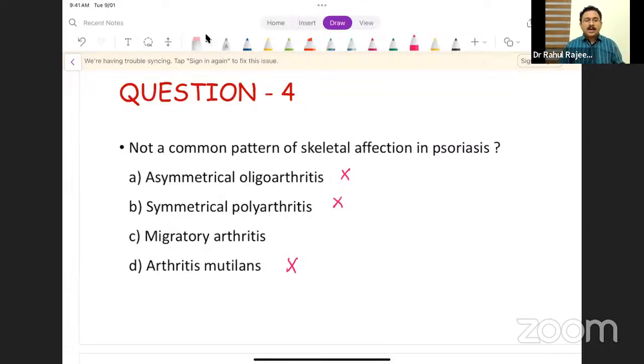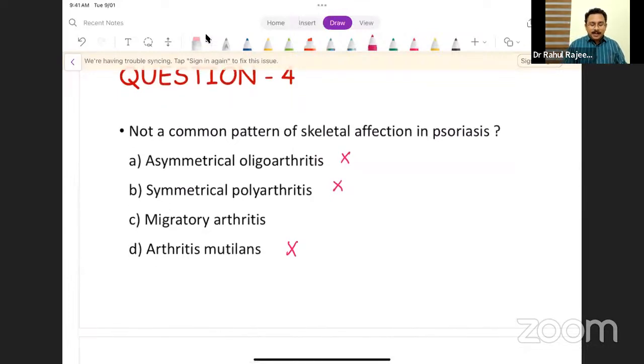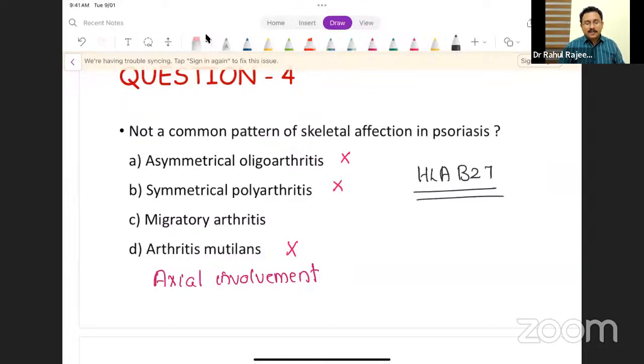It is also a pattern of skeletal affection. A couple more patterns of skeletal affection can be there. One is a predominant axial involvement. So you can have psoriatic spondylitis as well, especially in patients who are having the HLA-B27 allele. Patients with the HLA-B27 allele have a higher risk of psoriatic spondylitis.